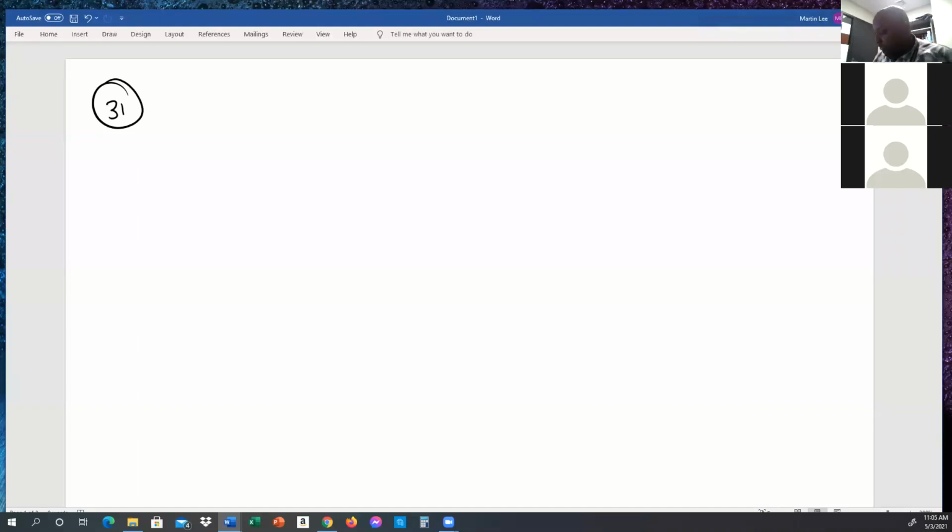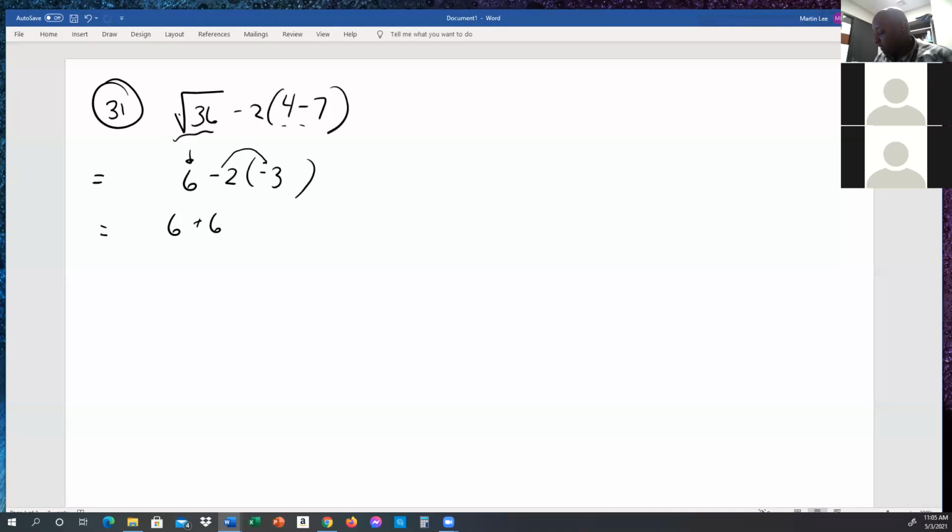Okay, so number 31 is simplify. They give us the square root of 36 minus 2 times 4 minus 7. This equals the square root of 36 is 6, and minus 2 times 4 minus 7 is -3. And now we get 6 and -2 times -3 gives us a +6. And 6 plus 6 equals 12.